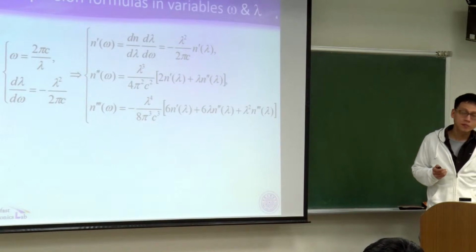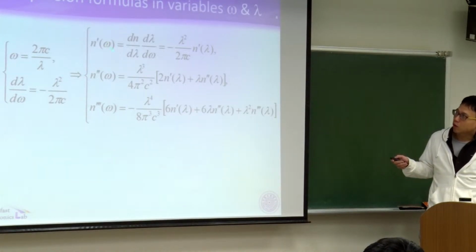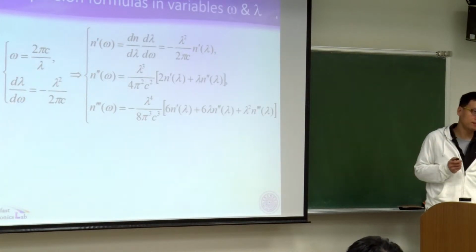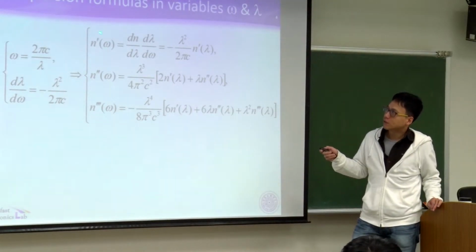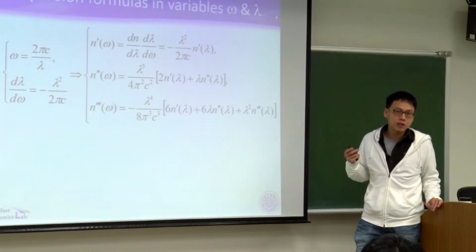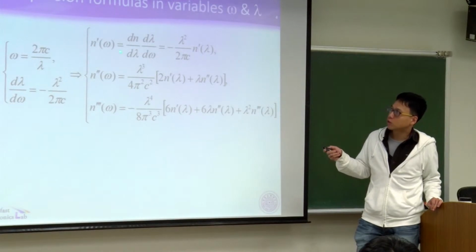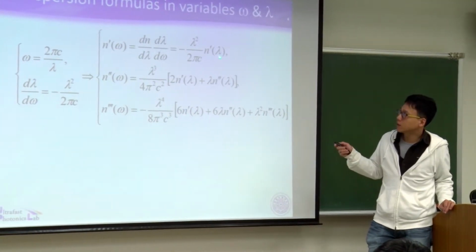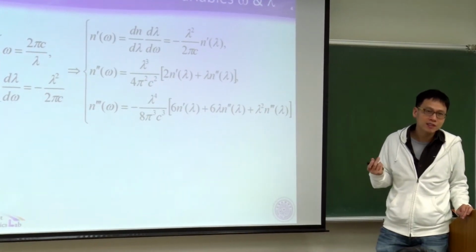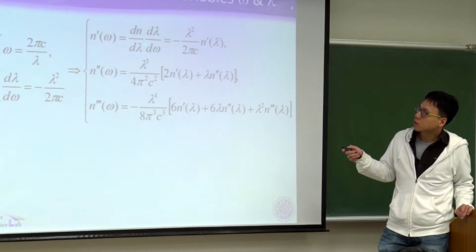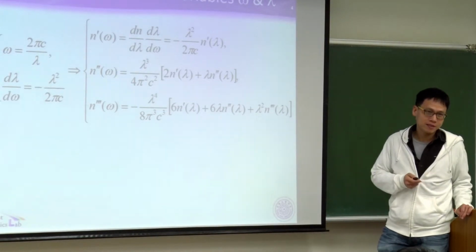Then let's see what is the relation between n prime of omega and n prime of lambda. The definitions are: this is the first order derivative of index of refraction with respect to variable omega, and this is the derivative with respect to variable lambda. They are different, right? So you can use the chain rule.